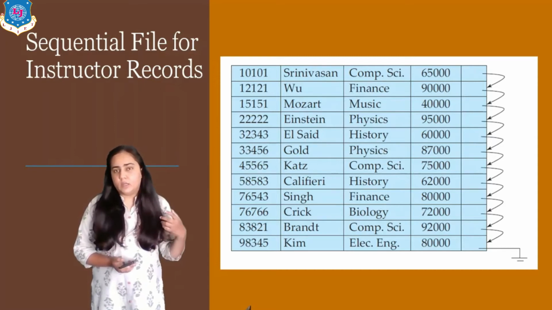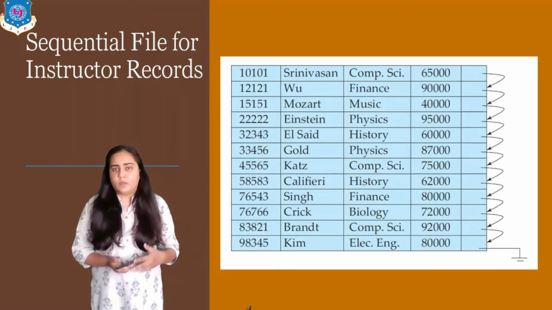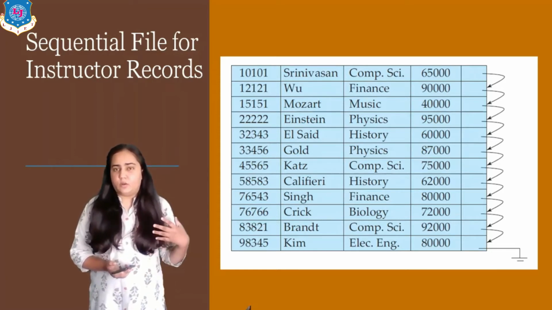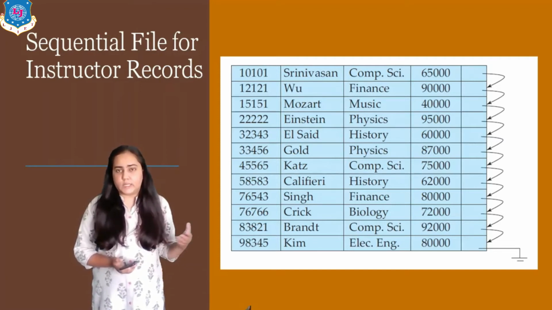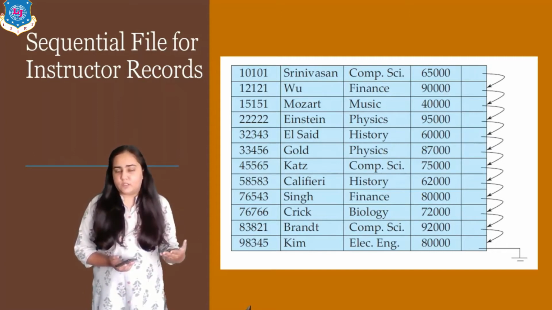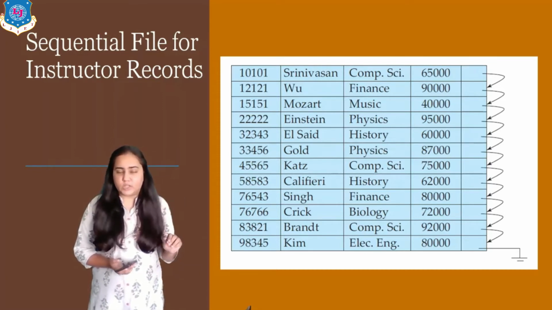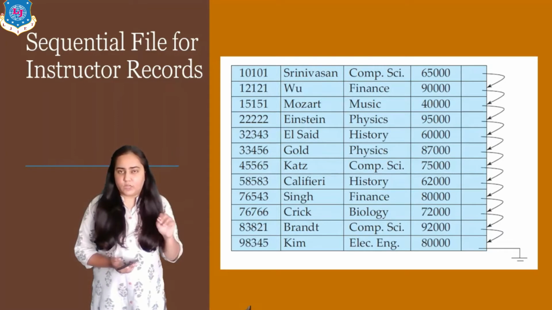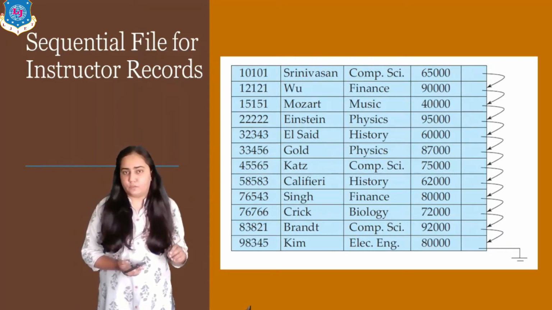But this is fine as long as the queries are limited to select star from instructor. What happens when the queries become all about constraints, like select star from instructor where department equal to computer science, or where salary greater than some salary? In this case, you would have to read the entire table, and then you would have to decide which rows to fetch and which rows to leave out. But you would still need to read the entire table. You would need to go to each and every block, each and every address mentioned in the different rows.